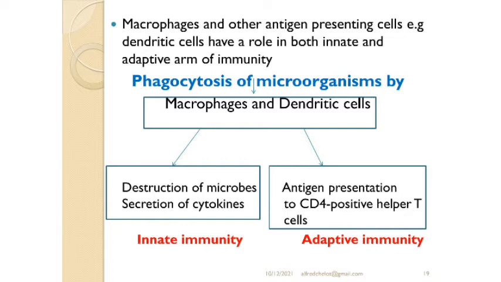Considering phagocytosis of microorganisms by macrophages and dendritic cells, this process can result in, number one, destruction of the microbes and secretion of cytokines, which fall under the innate immunity arm. It can also act as antigen presenting cells. Understand, I've said macrophages and dendritic cells are antigen presenting cells, so they can present the antigens to CD4 positive helper T cell, and that falls under the adaptive arm of the immune system.